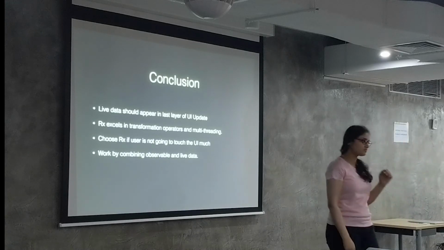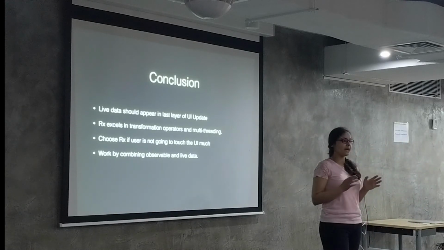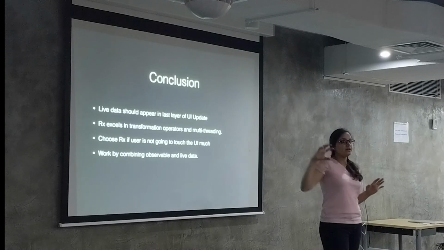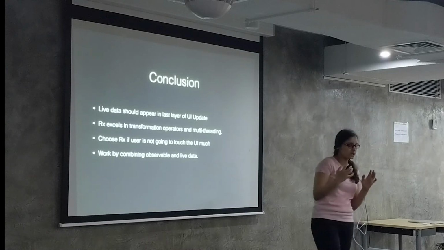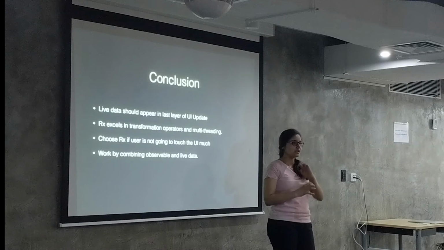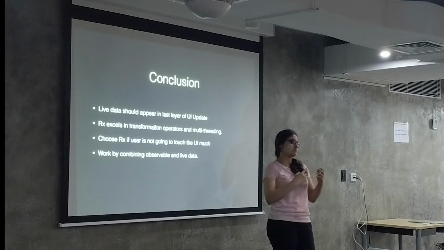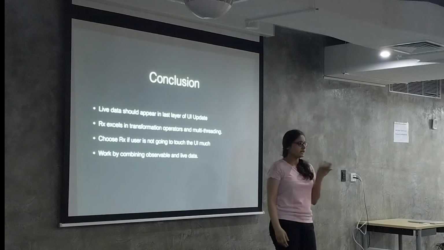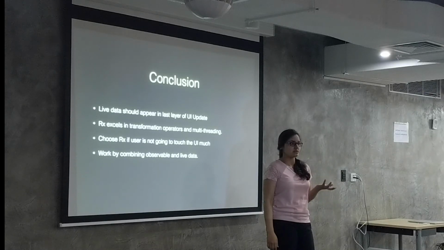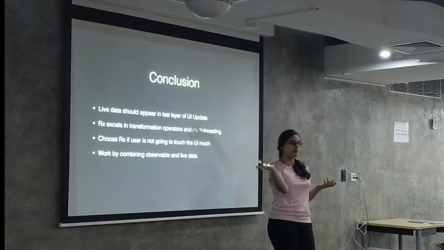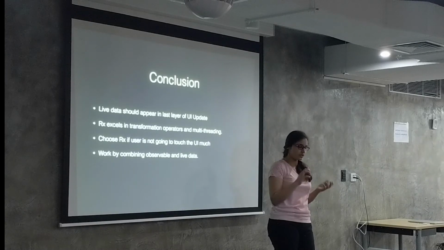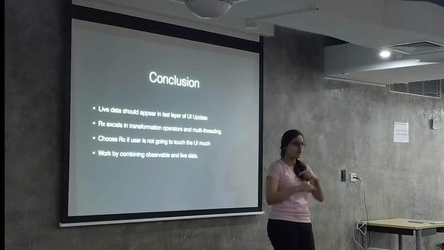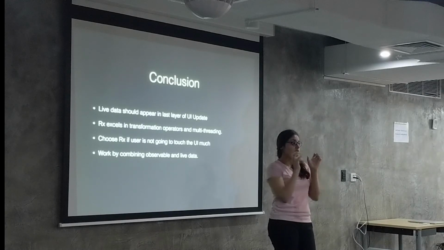So how we have done is, we have used a combined approach where model gives data to view model using observables, because that is where no UI interaction will happen, and view model gives data to view using live data. Okay, so that is the combined approach, and that comes very handy when you use RX, because when you make an API call, you just return some kind of data to view model, and so it's an observable.